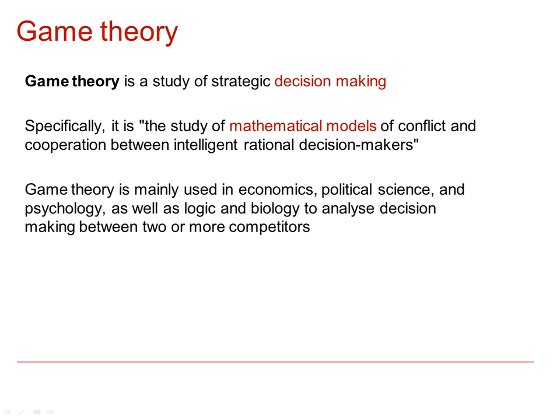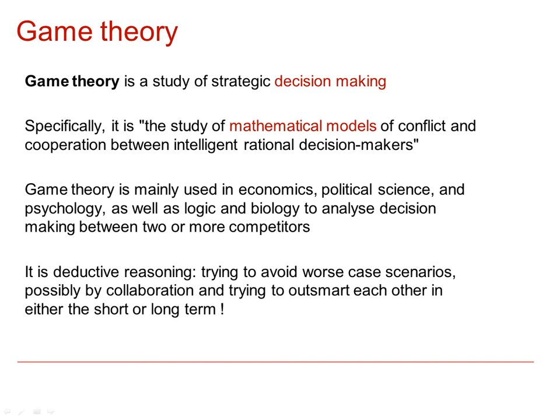It's used in economics, political science, to name a couple, and many other areas where there are decisions to be made and we have two or more people. It's to do with deductive reasoning, trying to avoid worst case scenarios, and possibly collaborating and trying to outsmart each other. So a lot of intrigue in there.